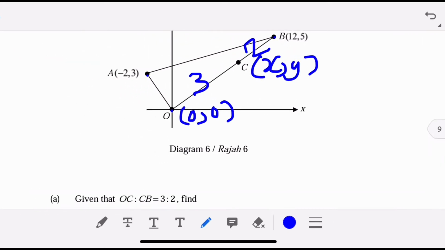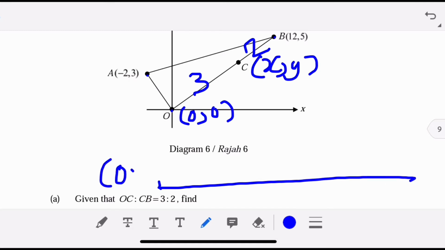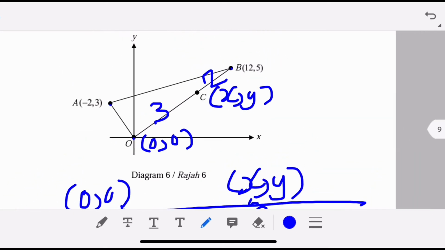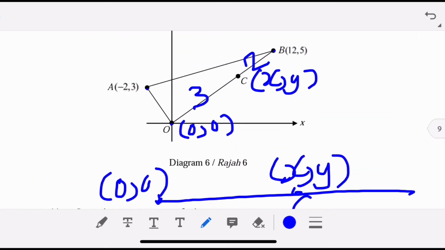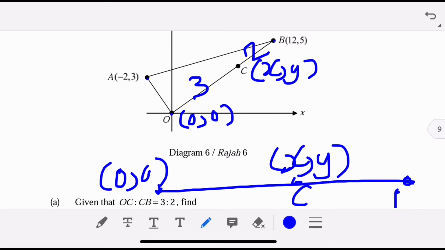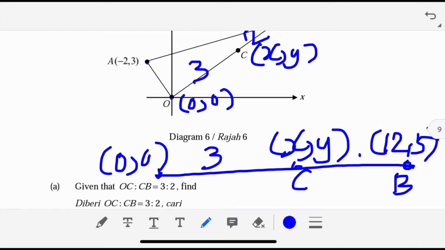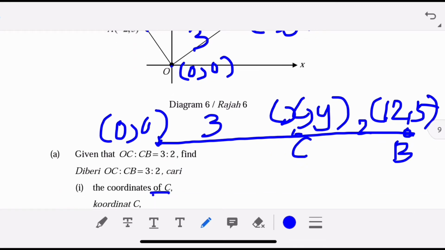Okay, now this is the ratio theorem. So actually I prefer to do it this way. I don't like to memorize a formula. I like to use a cross method. So I will label the point O, origin, and the point that lies between O and B, point C, I label as x, y, and the point B is 12 and 5. So I will label the ratio 3 to 2.